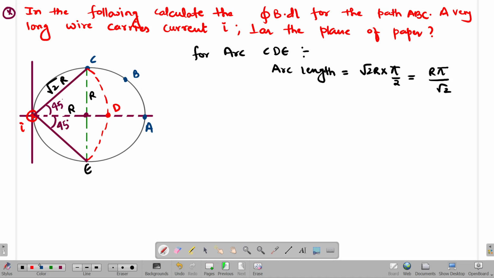Now see, total angle of the circle is how much? 360 degree. This is how much? 90. That means it is 1/4 or not? Yes. So can I write the B dot dl equation for CDE? So for CDE, B dot dl is equal to mu naught I by 4. How much is that?